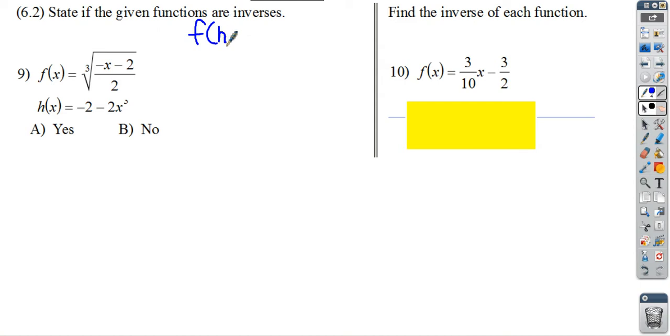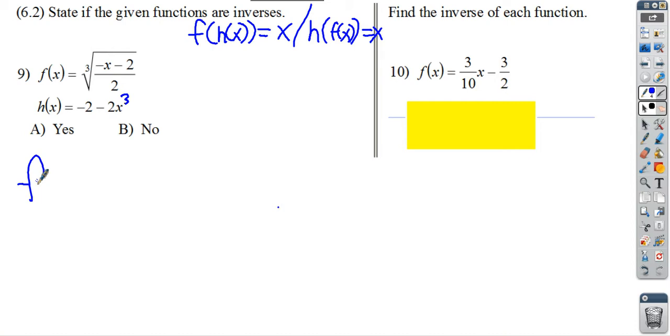We need to say if we plug in h of x to f, we should just get x. And the same thing, if we plug in f of x to h, we should get x. In other words, everything should cancel each other out except for the x's. It's like you plug something in, you do something to it, and then you reverse the whole process. So let's test this out.